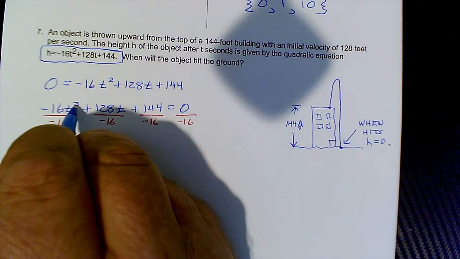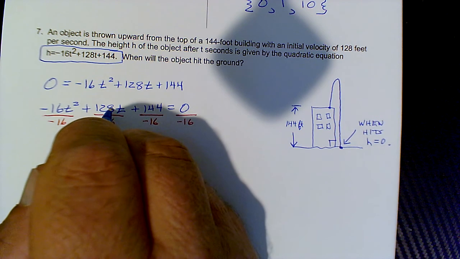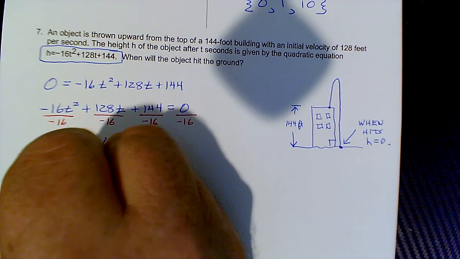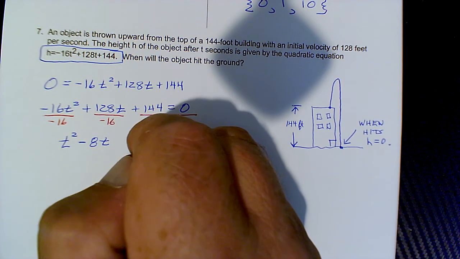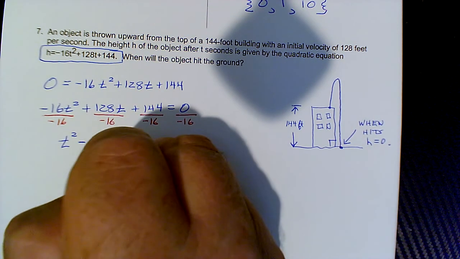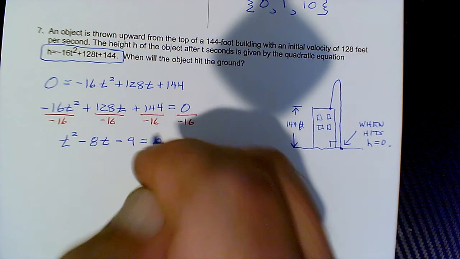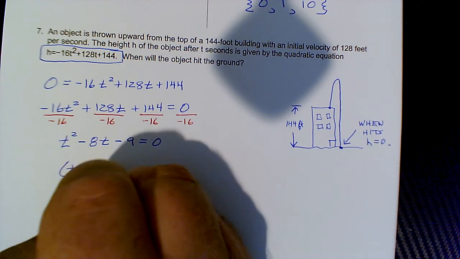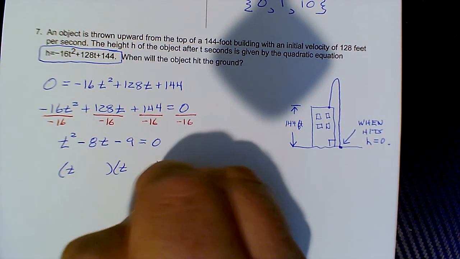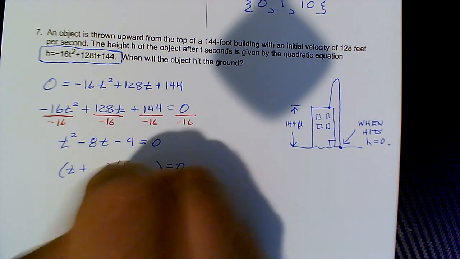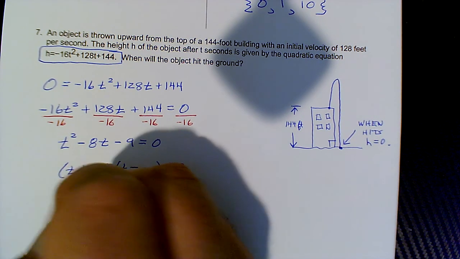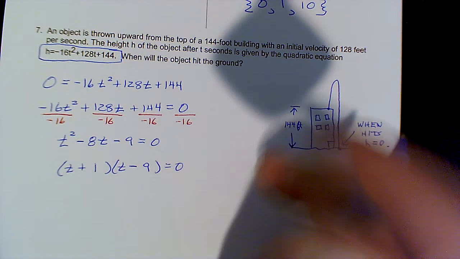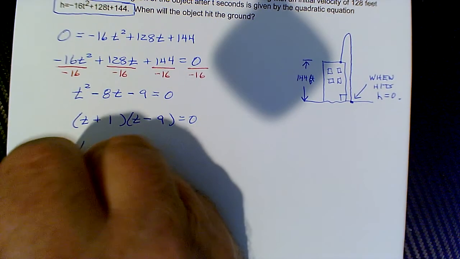The negative 16 divides out just to get t squared in the first term. Negative 16 divides into 128 negative 8 times, so minus 8t. And negative 16 divides into 144 negative 9 times. And then 0 divided by negative 16 is 0. And then we factor. We're going to need a t and a t. It's a standard quadratic. Looks like a plus and a minus. And if we make the 1 positive and the 9 negative, there's the correct factorization.